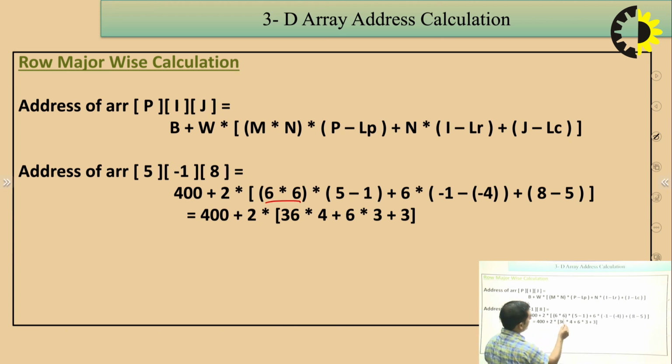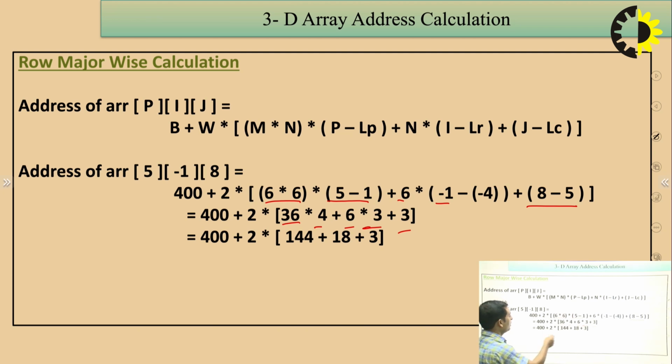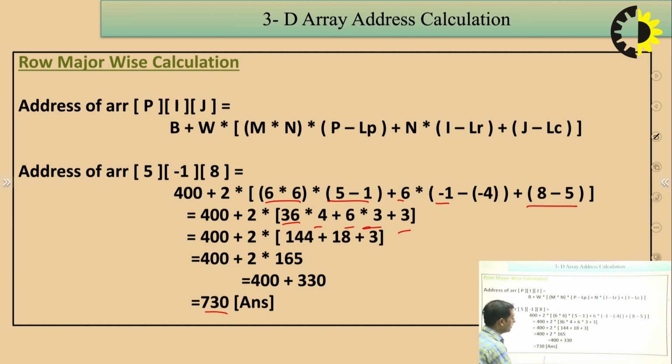We have calculated: this is 36, this is 4 plus this is 6 into this is -1, plus 4, that is 3, and 8 minus 5, that is 3, and again calculate the address and the final answer is 730. The address of this particular subscript 5 minus 1 and 8 is 730.